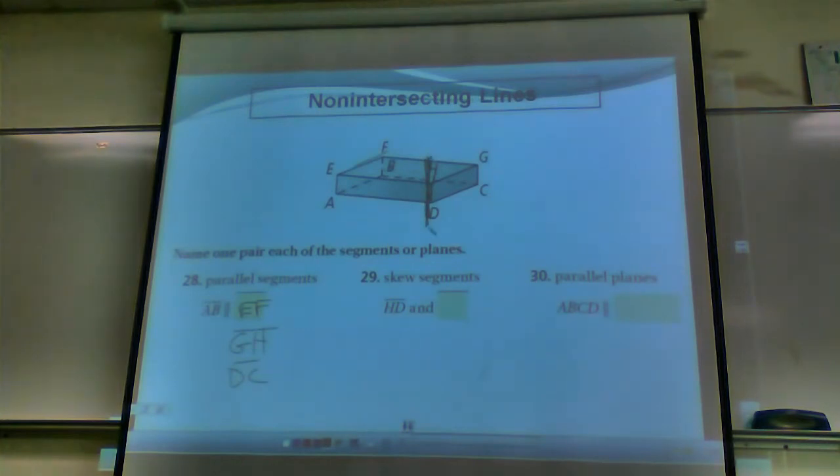DH is going up and down. It's on the front here. EF's on the back, so it's on a different kind of level. And is it going in the same direction? No. So that'd be one.